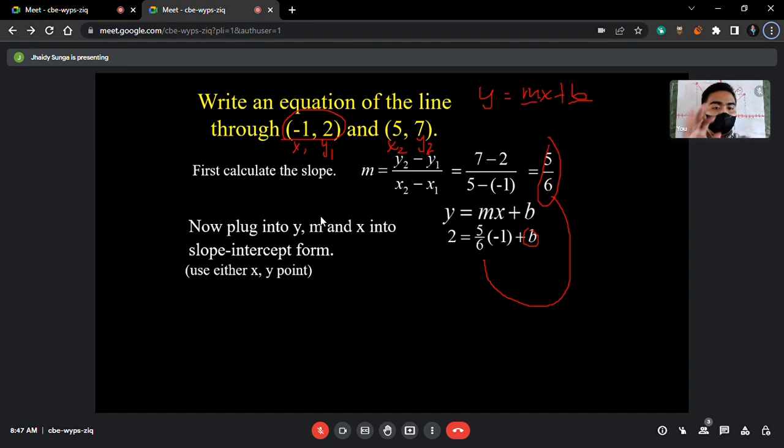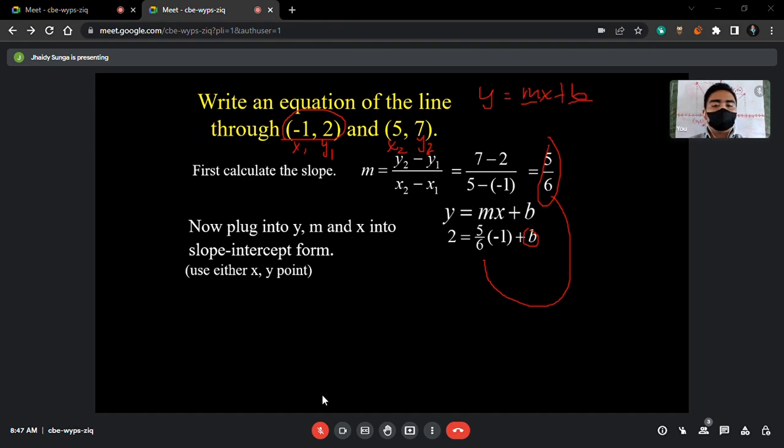Okay? But in your part, for you to have this easy formulation, always use the first point. So when we use the first point, we are going to have 2 is equal to 5 over 6 multiplied by negative 1 plus b. Okay, so this is your y, this is your x.